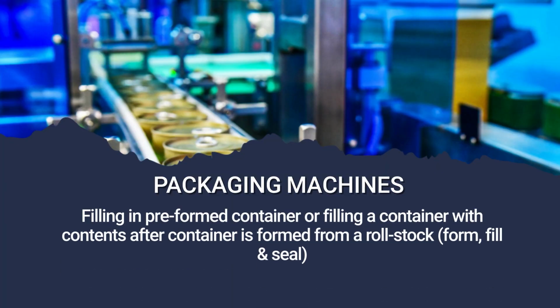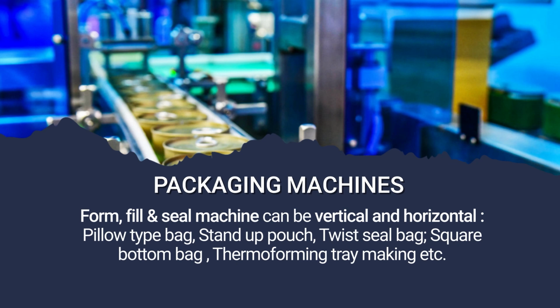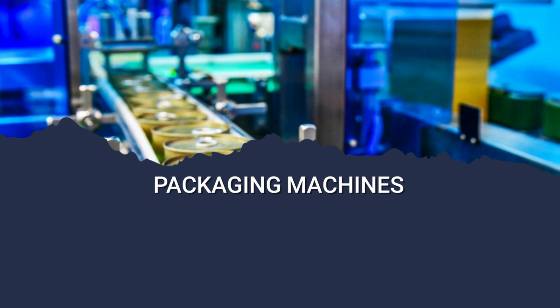Then filling can be done in the preformed container or filling a container with contents after container is formed from a roll stock. So that means while we are filling the product, we are forming the package first, then we are filling and sealing at the same time. So that is the form, fill and seal machine we need. So form, fill and seal machine can be vertical type or horizontal type, and by using this machine we can prepare different types of packaging like the pillow type bag, stand up pouch, twist seal bag, square bottom bag, thermoforming tray, etc. Then we also need some machines for tying and packing.